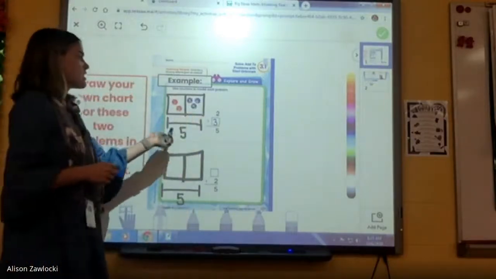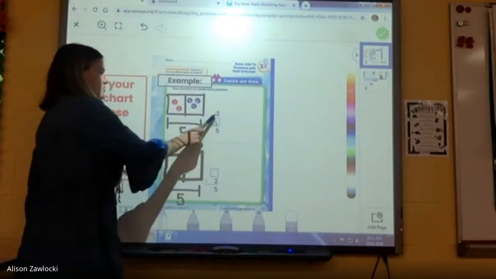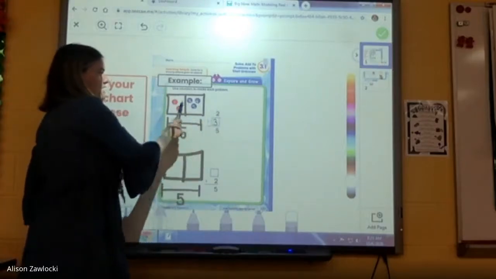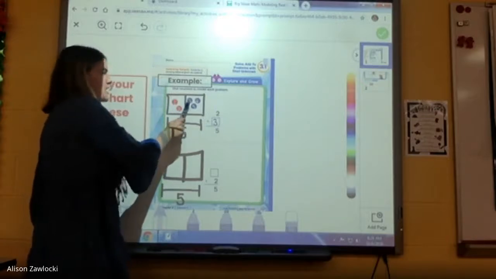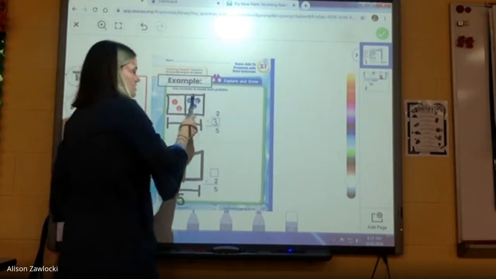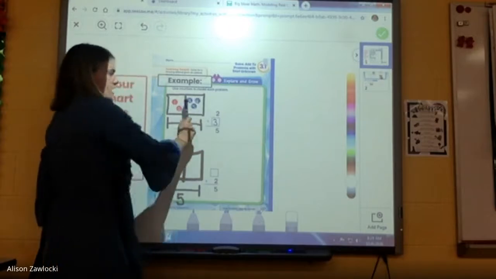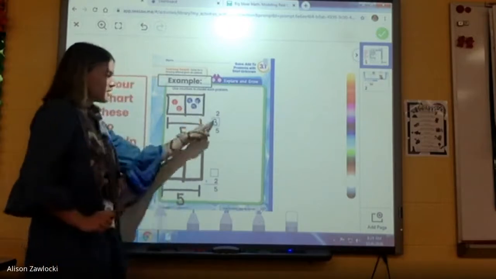So just like I did on my other page, I drew 2 counters here for this addend right here, and then I put a 1 and a 2 inside because that was my second counter I drew, my third counter, my fourth, and my fifth. And then I went back and I counted 1, 2, 3. What's my other part? 3.